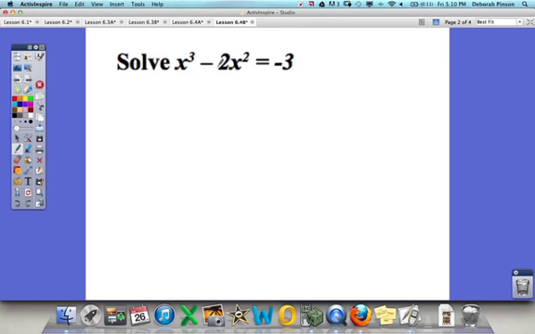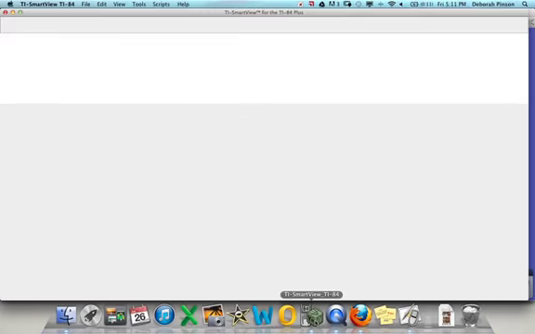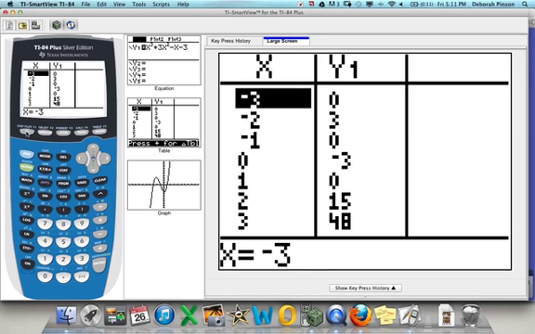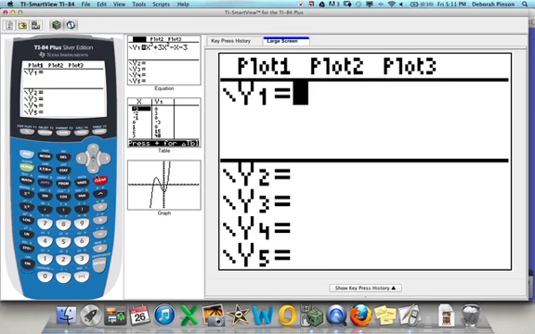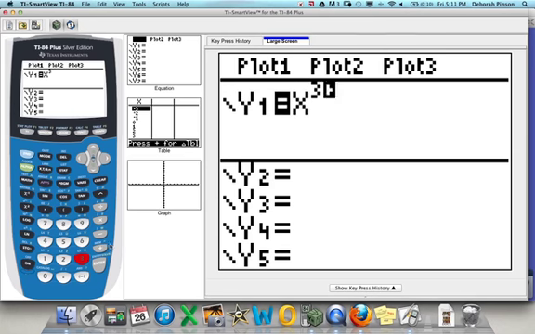Okay, so we have this right here. Before I plug it into my calculator, I'm going to get it set equal to 0, so I'm going to move the 3 to the other side. So this right here then is what I'm going to graph in my calculator. Okay, so go to y equals, put that in: x to the third minus 2x squared plus 3.